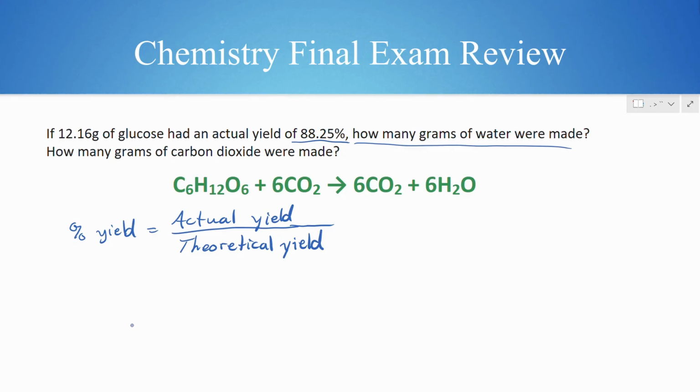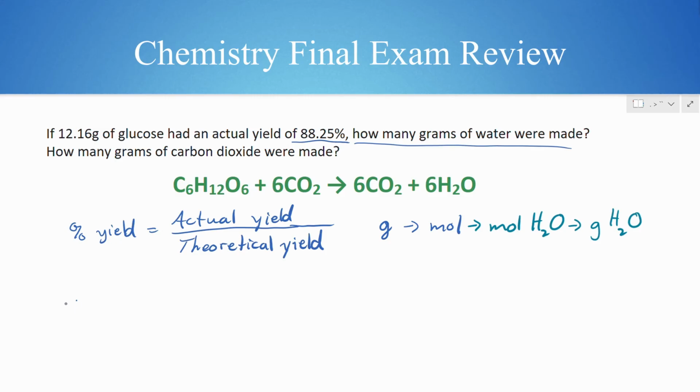So first we're going to convert grams of glucose to moles of glucose, and then we're going to convert moles of glucose to moles of water, right? And then we're going to convert that to grams of water. And then after that, we're going to do the same thing, only for carbon dioxide. So let's do this first one.